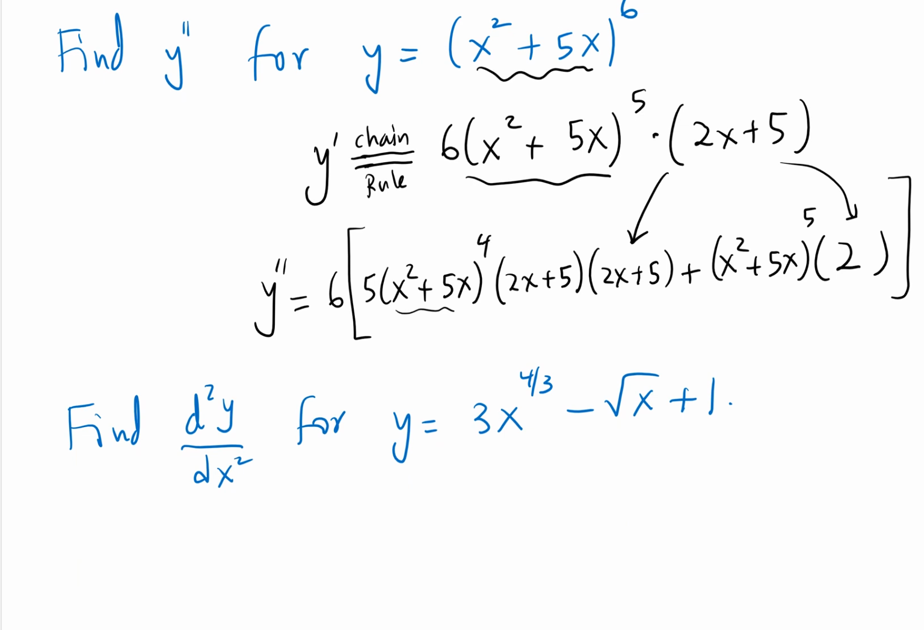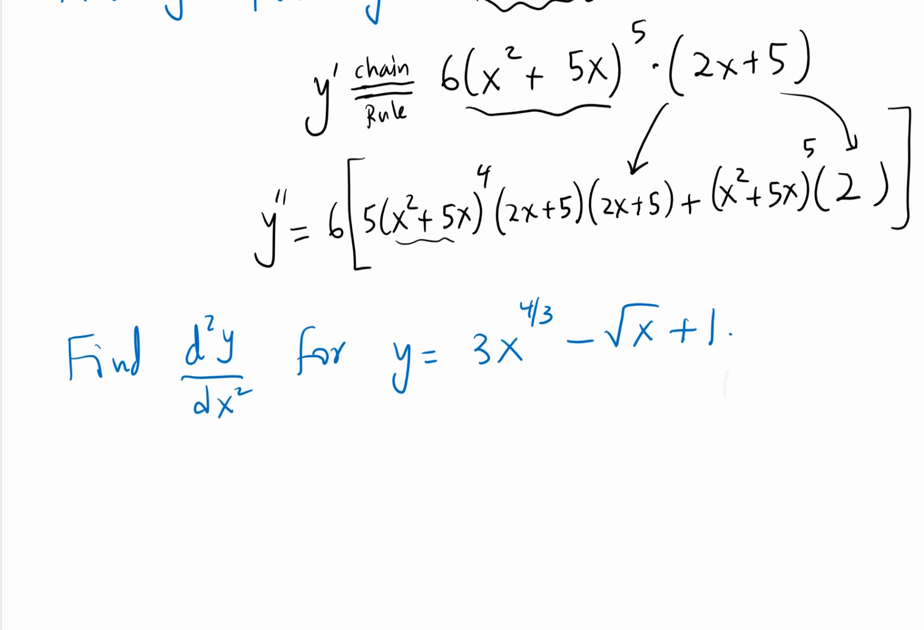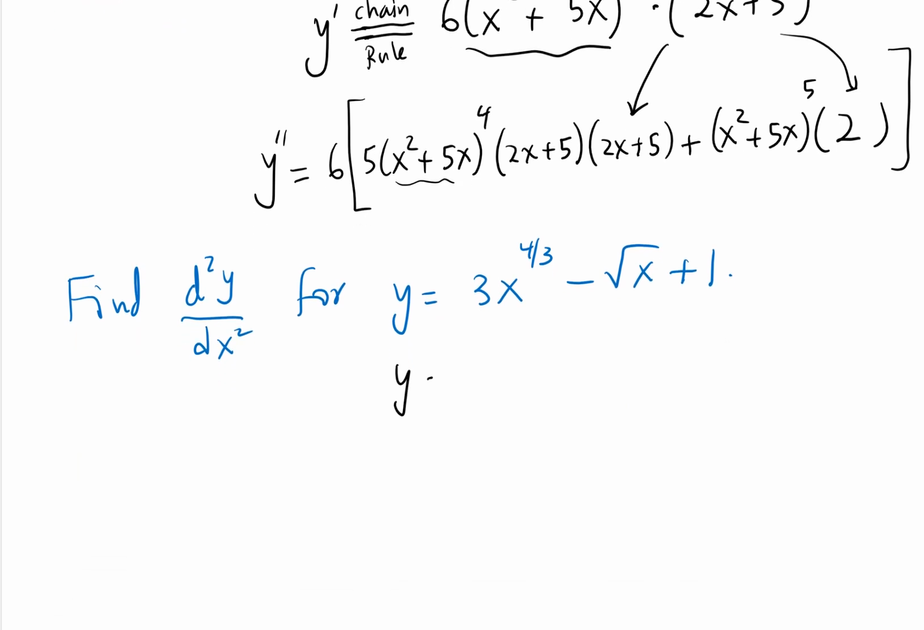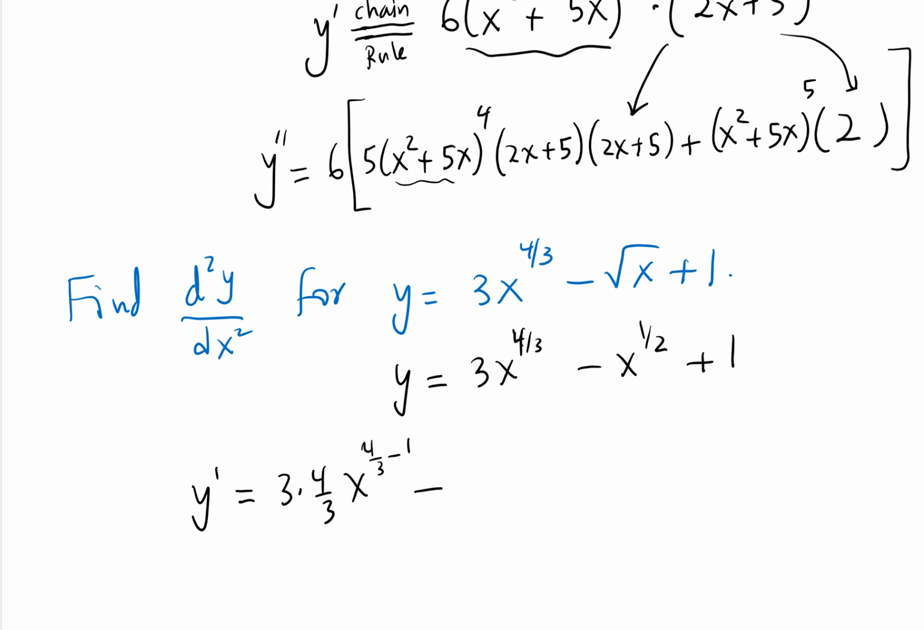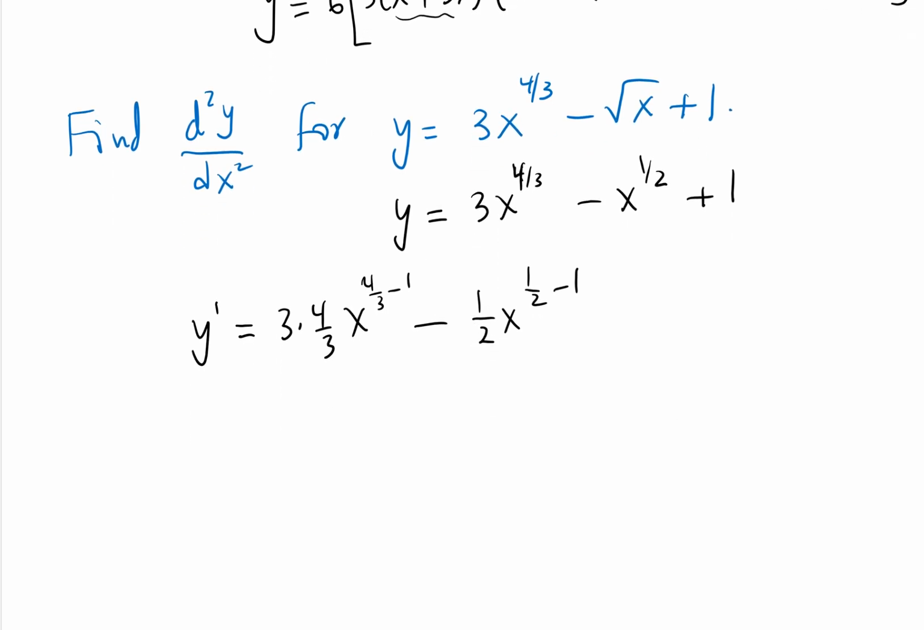Before we find the first derivative, let's keep this the same for now and rewrite this as x to the 1/2. Then y prime: bring the 4/3 down, subtract 1 from the exponent, minus, bring the 1/2 down, subtract 1 from the exponent. So y prime is 4x to the 1/3 minus 1/2 x to the negative 1/2. That's only y prime.